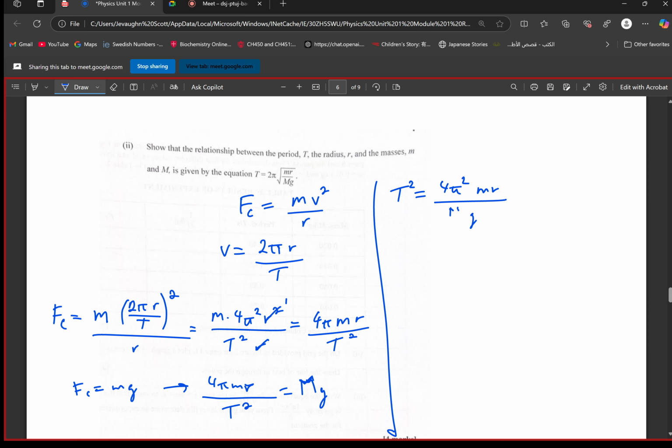Alrighty, take the square root now. T is equal to 2 pi times the square root of m r over large M g. And that is exactly what we asked for. This is the answer. It's the same as this. These are the same. Is that fine?